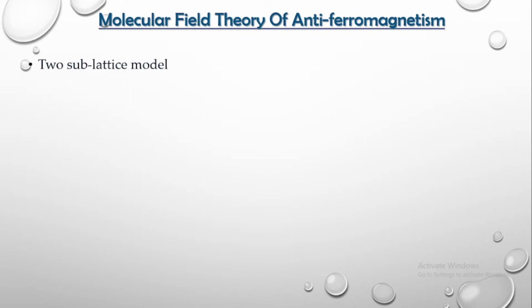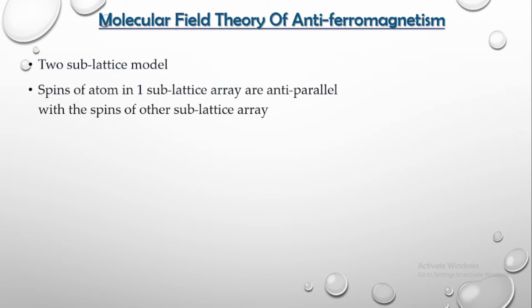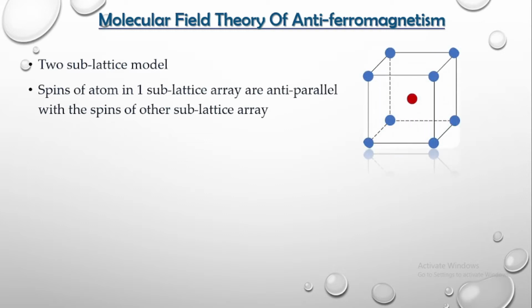Consider a lattice system in which the magnetic atoms are arranged in a BCC structure. We can observe it in this unit cell diagram, where atoms are present at the corners as well as one atom at the body center, which is shown with a red mark. In this two sublattice model we visualize all ions at the corners as having spin up, whereas all the body centered atoms have spin down direction.